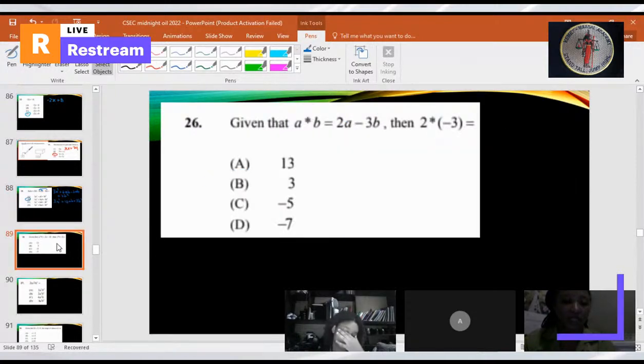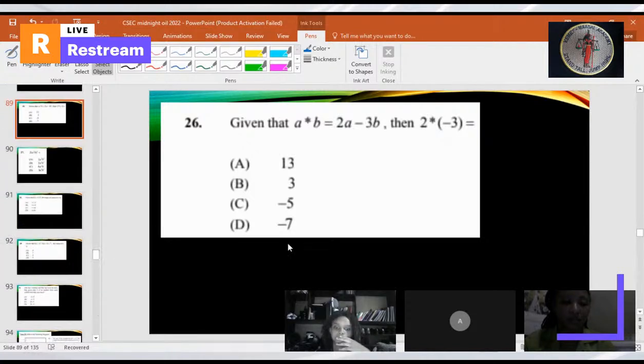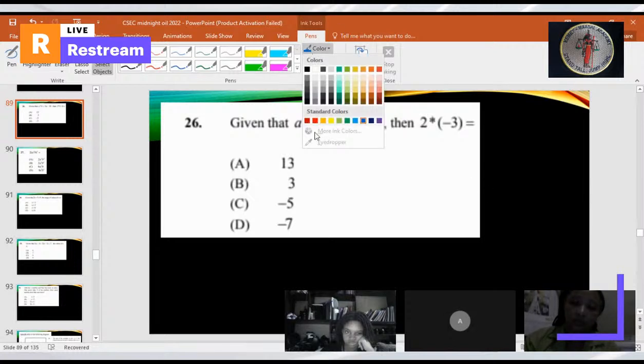Okay, number 26. Given that a asterisk b is equal to 2a minus 3b, then 2 asterisk negative 3 is equal to.